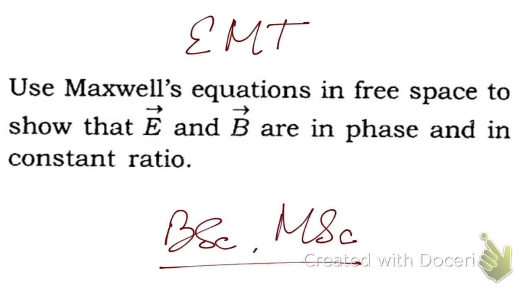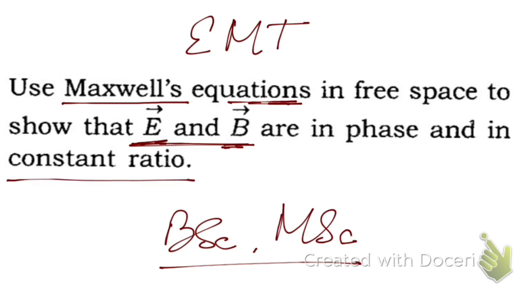In this video, we are going to discuss that electric field E and magnetic field B are in the same phase in an electromagnetic wave, and using Maxwell equations we're going to prove this too. These two are in the same phase and their ratio is constant. That's what we're going to prove.